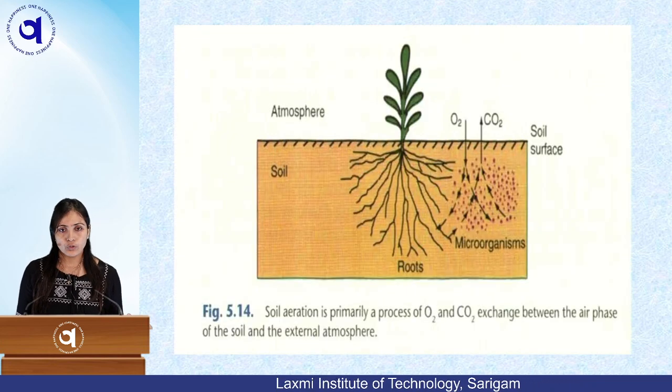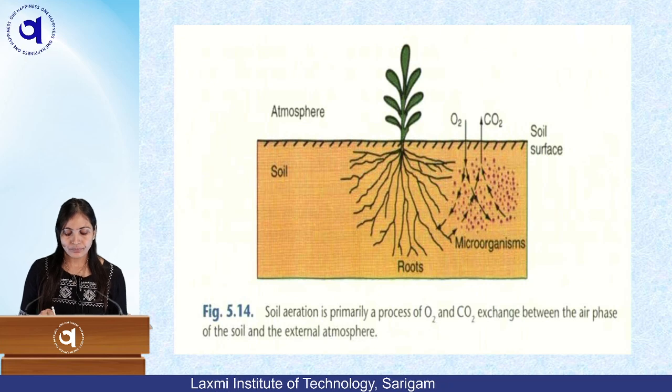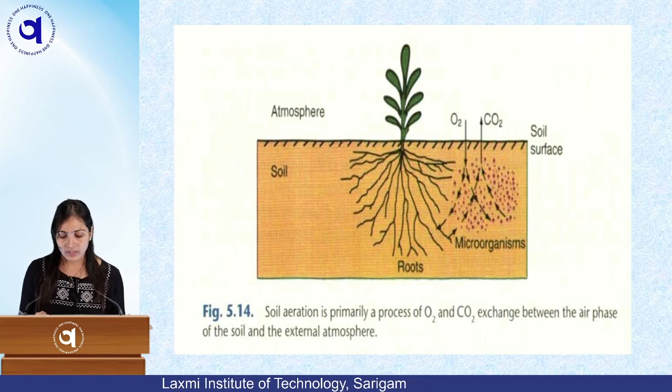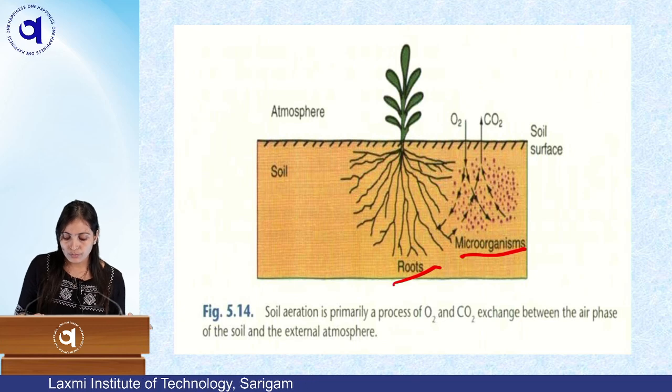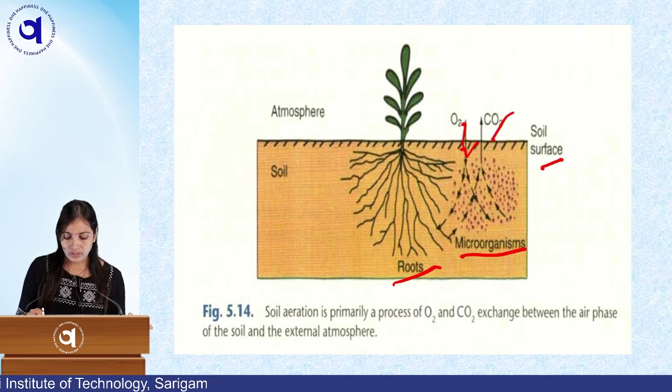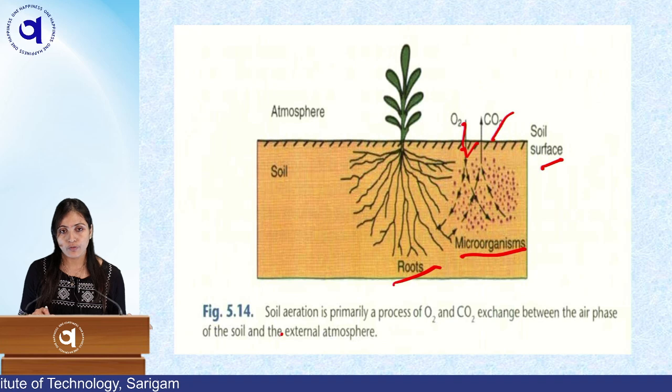Before that, we need to understand the soil strata and soil aeration. This picture shows the soil and one plant. You can see the roots here, and microorganisms which are helpful to the growth of the plant. We have CO2, oxygen supply, and the soil surface. Soil aeration is primarily a process of O2 and CO2, oxygen and carbon dioxide exchange between the air phase of the soil and the external atmosphere.